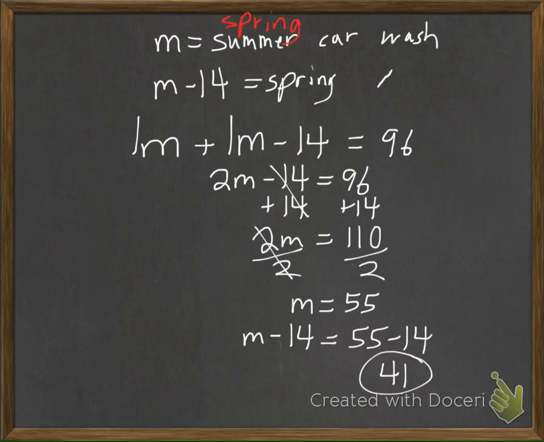Olivia? Why would you do 55 minus 14? Because then you already cross out 14.